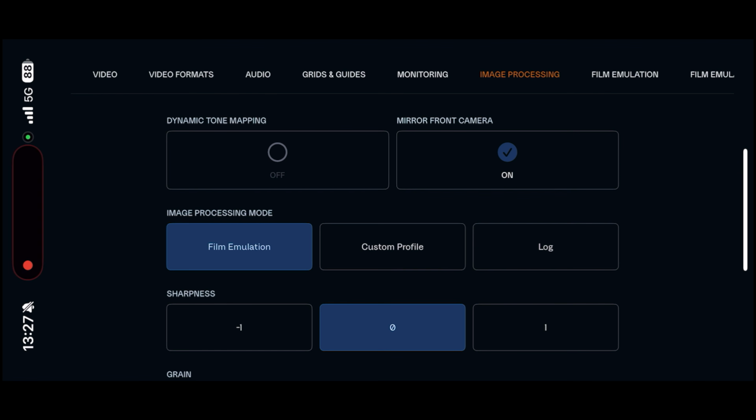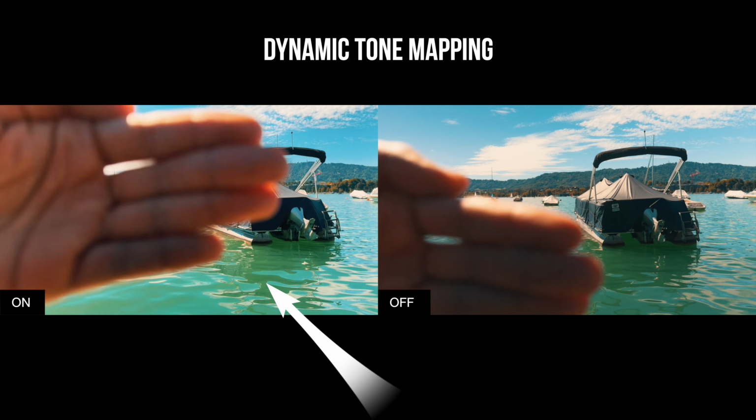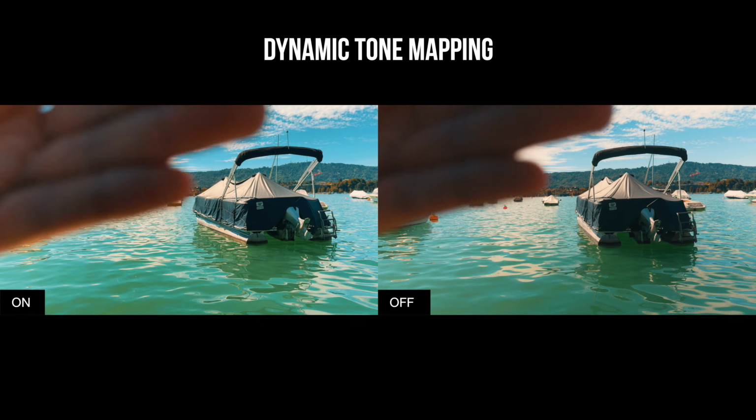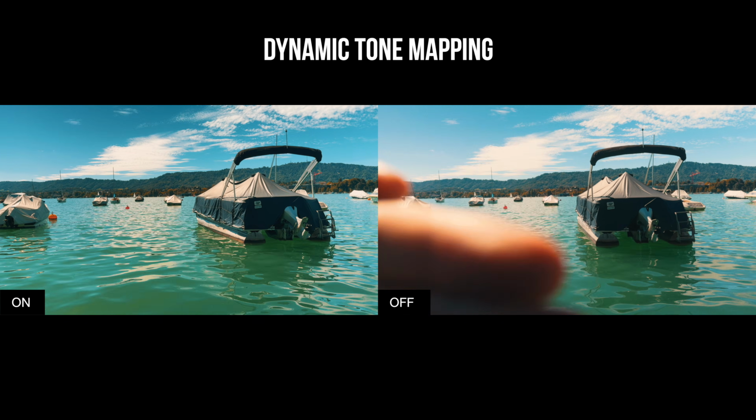Now, one of the standout features is image processing and film emulation. In the image processing section, you can enable or disable dynamic tone mapping. When left on, it can cause shadows and highlights to shift mid-shot. Turning it off prevents those distracting changes, so for professional workflows, it's usually best to leave it off.